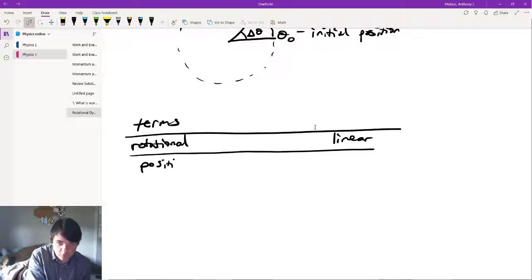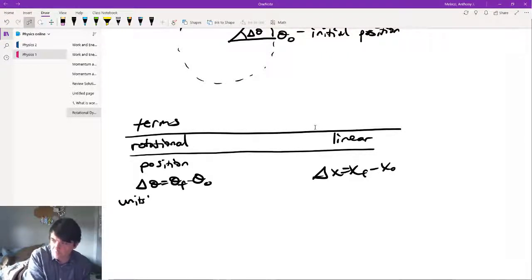So we have position. And then we had delta x equals x final minus x initial over here. The units are rad, revolutions, or degrees. Over here is pretty much just in meters.